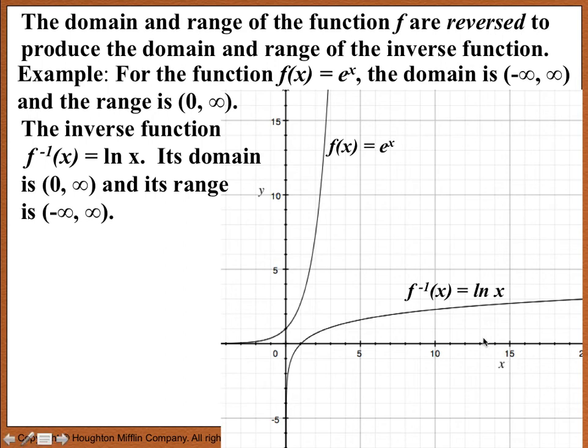Now let's look at the graph of the inverse of f of x, which is ln x, the natural logarithmic function. And notice that the domain of ln x is the same as the range of e to the x. And the range of ln x is the same as the domain of e to the x. That's another property of inverses, which is really just a consequence of the fact that x's and y's are swapped, which is also related to the fact that the graphs are symmetric about the line y equals x. All of these properties are related to each other.